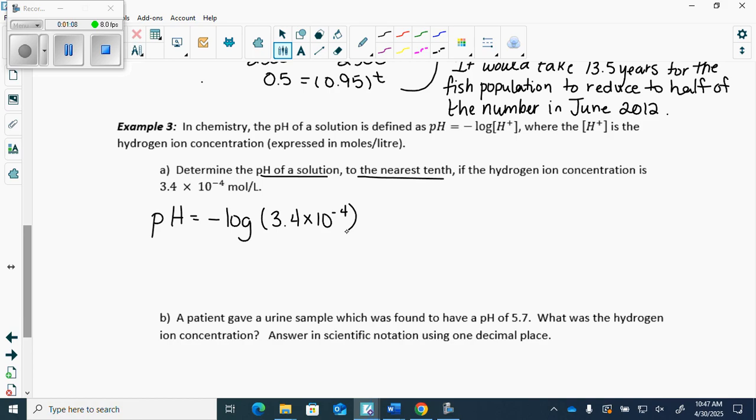To the nearest tenth, what are we getting? 3.5. Yeah, it's just 3.5, not negative, because it's a negative exponential.